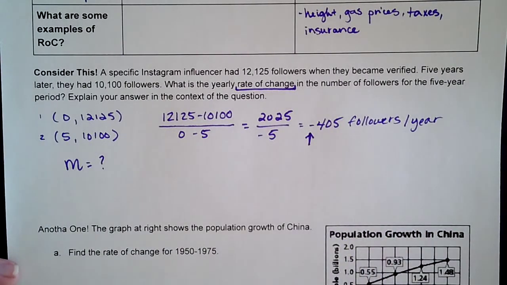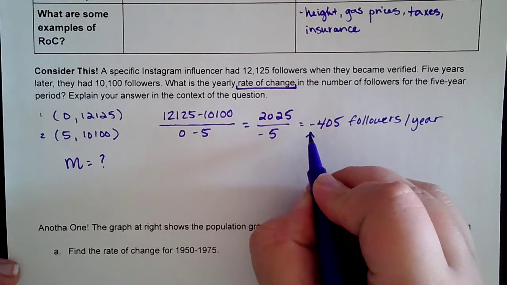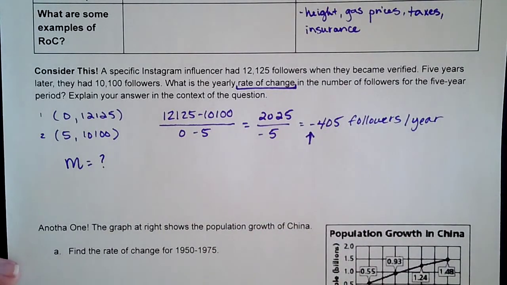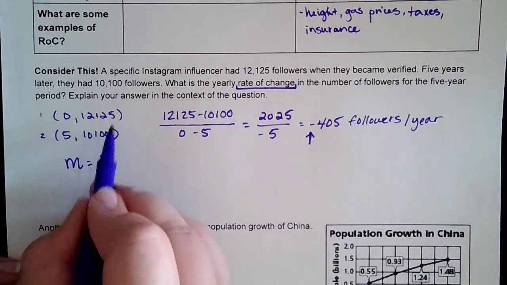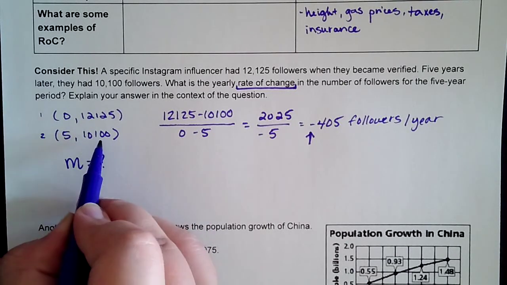All right, if I've totally confused you, that's okay. I'm going to clear it up right now. That negative is important because that means that this person was losing followers over the course of the 5 years. Now, that should be obvious by the numbers. At time 0, they had more. At time 5, they had less.